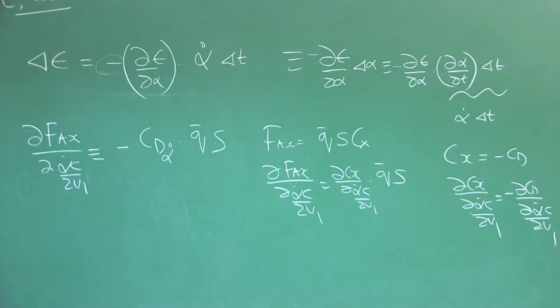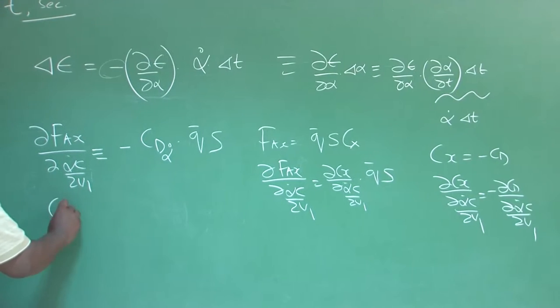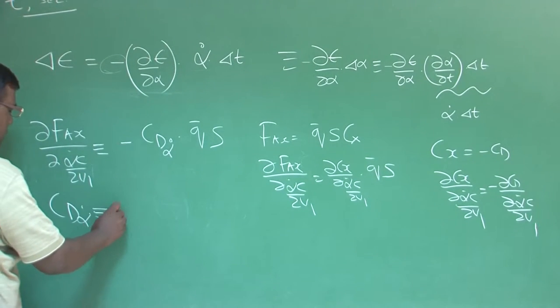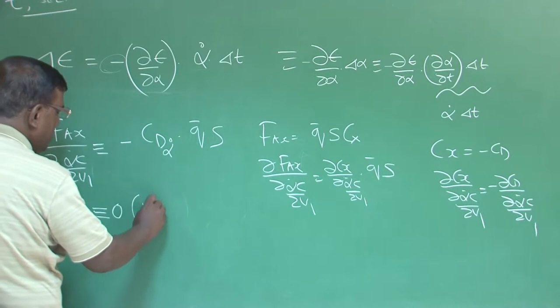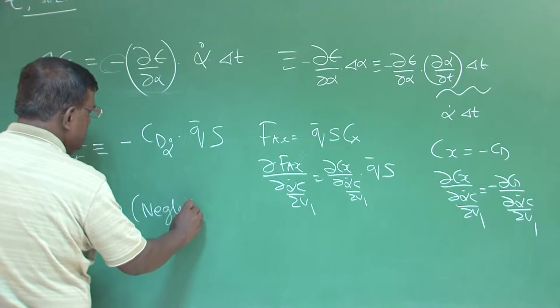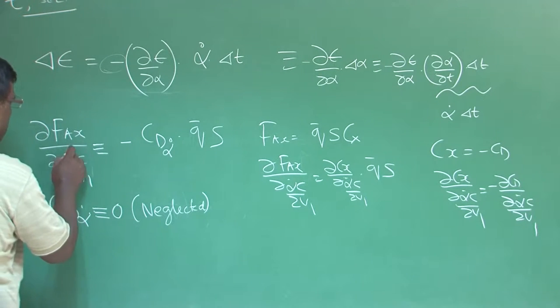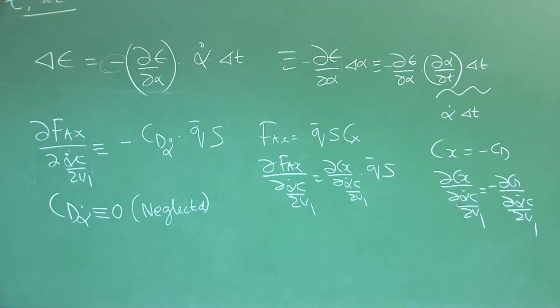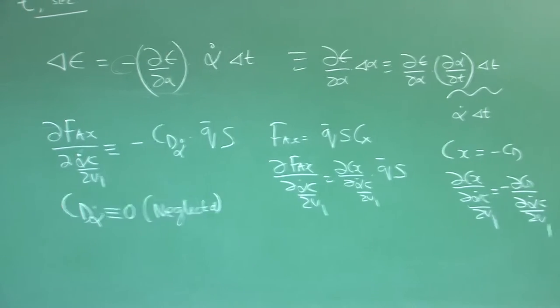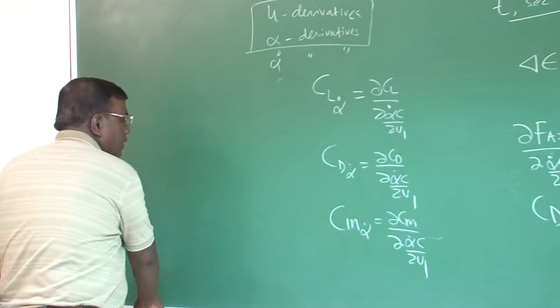Fortunately, for most of the conventional airplane, it's not a bad idea to assume that CD alpha dot is almost zero or can be neglected. So our life becomes simpler. So this derivative dFAx by d alpha dot C by 2 U1, we can put it to zero for most of our conventional airplane. Now comes CL alpha dot. Let us see what is CL alpha dot.